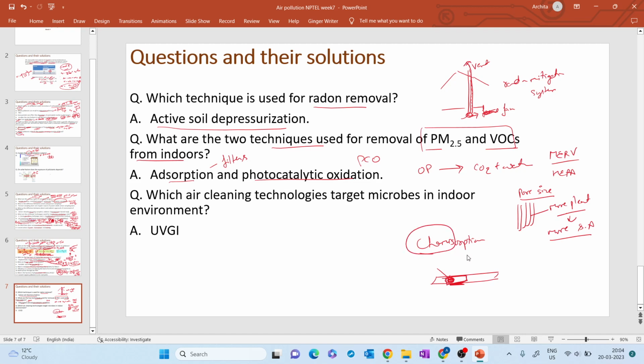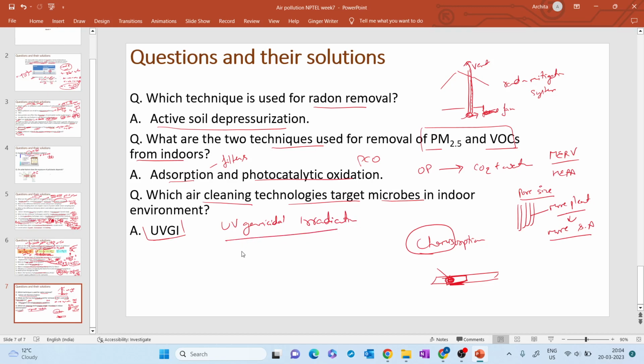And the last is for microbes. One technique is used for microbes, another for particles, and another for gases. For microbes there is only one technique discussed, and I thought it's very important to understand: UVGI. It became very famous during COVID time also. It is UV germicidal irradiation.